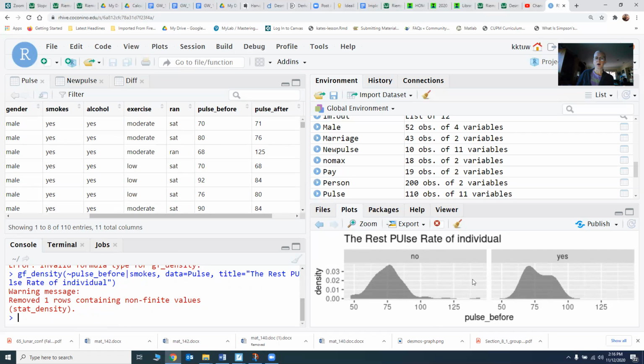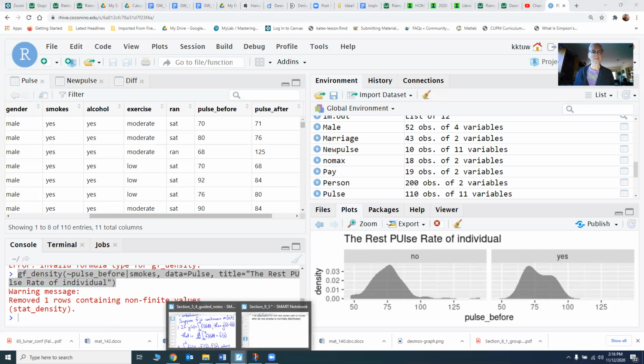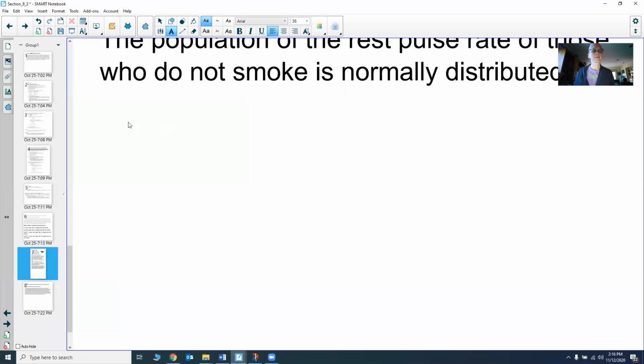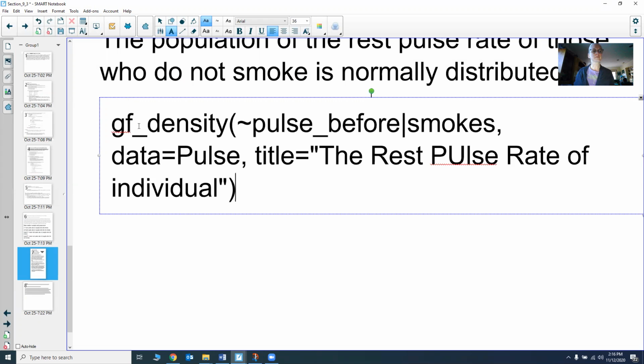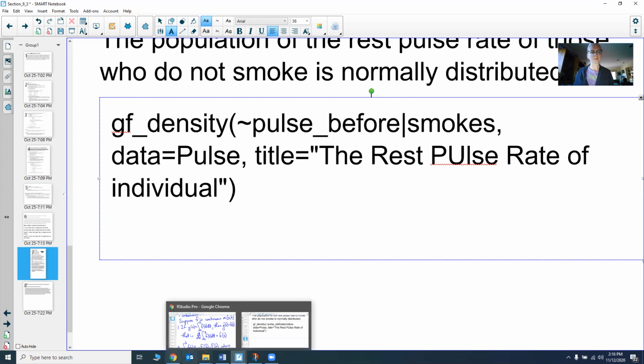So there it is for no, not smoking, and yes, smoking. And they both look fairly nice and linear. I'm sorry, fairly bell-shaped. Not linear at all. Bell-shaped. So we're going to go back over here. I'll put in this command. And I don't need to do another command. I'll do the other one for the quantile plot, and then we'll bring both plots over.